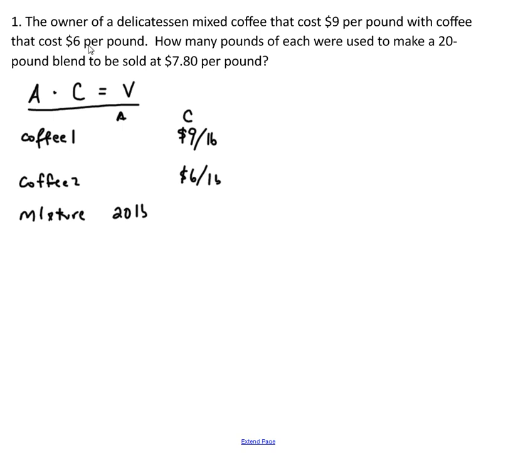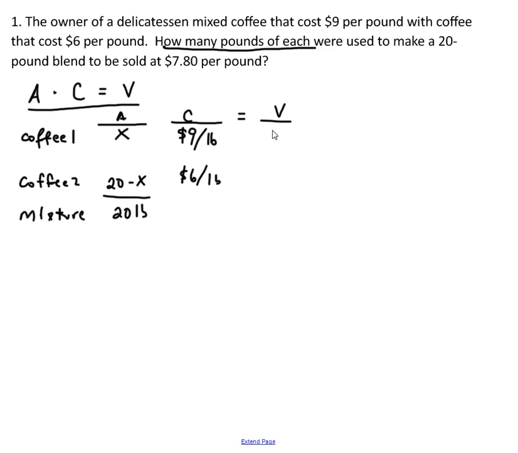Well, that should help, right? Because we're actually being asked, how many pounds of each were used to make this? If we don't know the amounts, we're going to call one of them X. So let's say the amount of coffee number 1 is X pounds. How many pounds of coffee number 2? Whatever the number of pounds in coffee number 1, we're going to take 20 minus that to get the number of pounds of coffee number 2. So we're going to take A times C, and that's going to equal our value. Now we've got enough to build our value using our model.